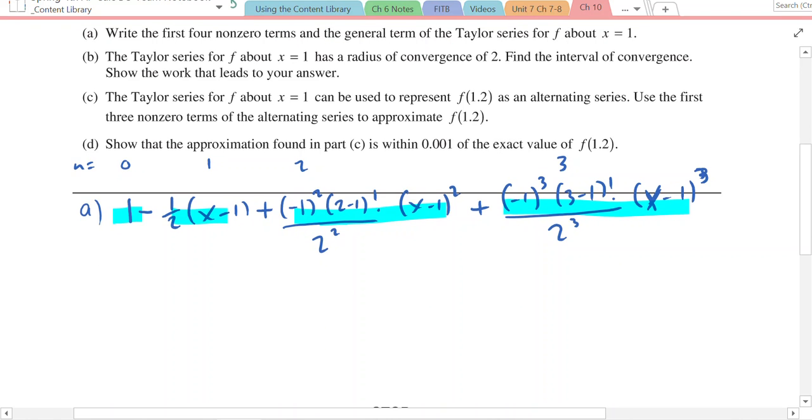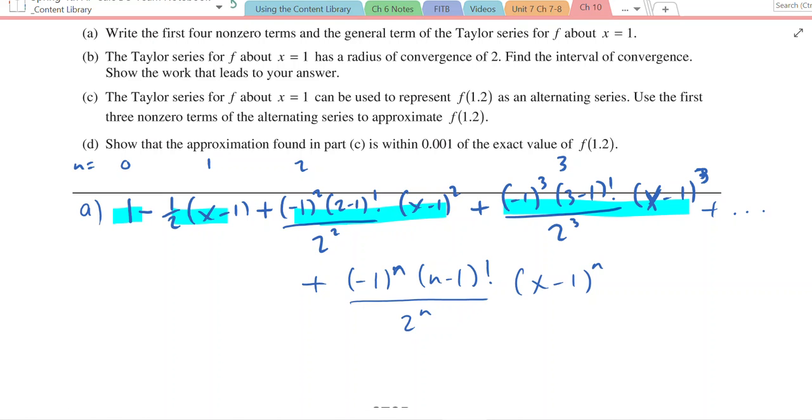And then we have to add the general term. They want us just to write the general term, so plus dot dot dot plus, and our general term is going to be negative 1 to the n power times n minus 1 factorial over 2 to the n times x minus 1 to the n power. And that's our Taylor polynomial. So that's part A.